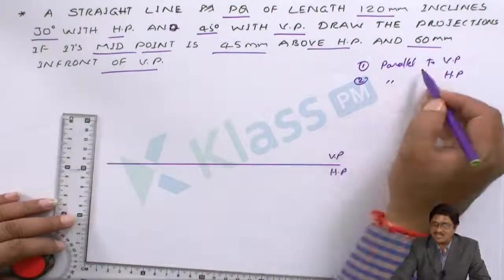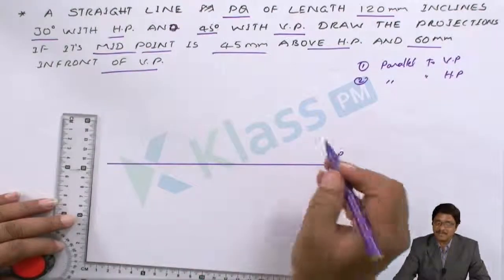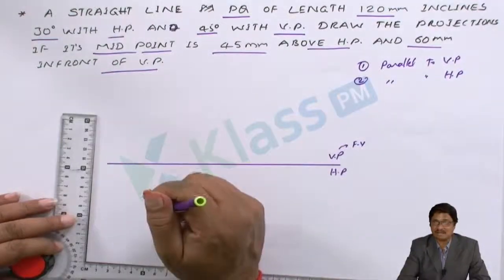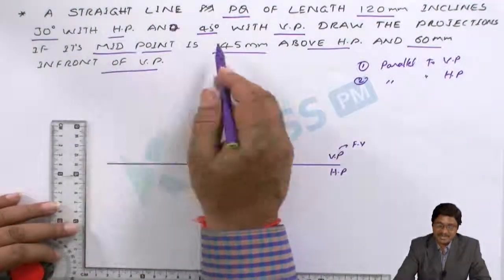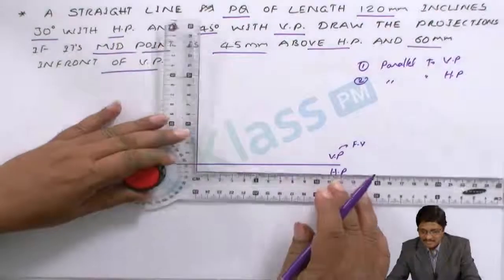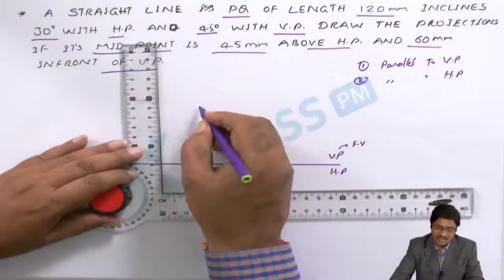First assumption. What is the first assumption we can make? Parallel to VP. Whenever it is parallel to VP, once I decide the VP projection, that means I have to draw the front view. I have to take the details of the horizontal plane. What are the horizontal plane details? It is 30 degrees and 45 mm above the HP. So from any point, I measure 45 mm. This is the midpoint located.